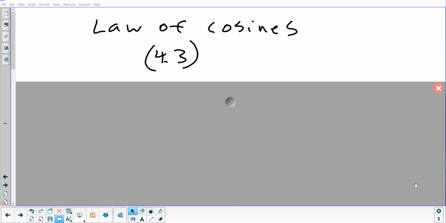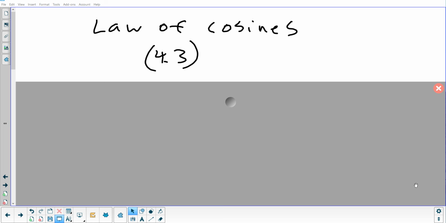Last lesson we're going to take a look at is Law of Cosines. So we've learned for Law of Sines, you use that for 3 different types of triangles: angle, side, angle; angle, angle, side; side, side, angle. But without making a sketch, we've done this a couple times.